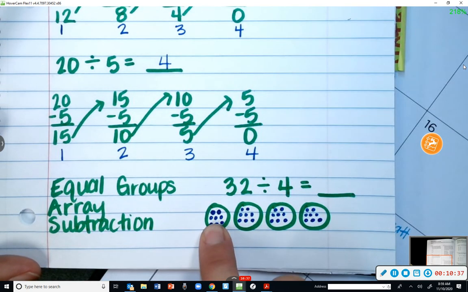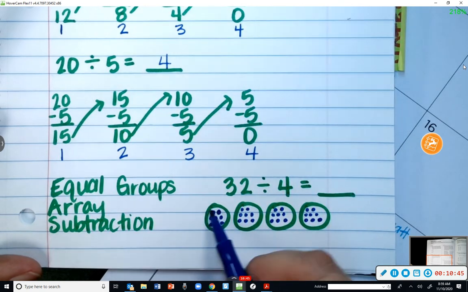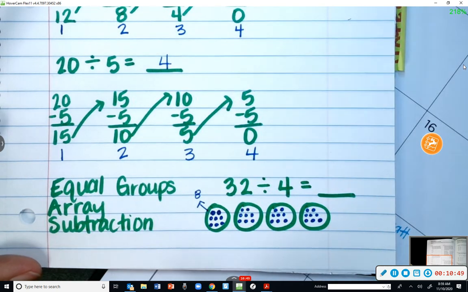I look at the amount in one of the groups, and I can easily count 8. There's 1, 2, 3, 4, 5, 6, 7, 8. 8 in each group. Okay?